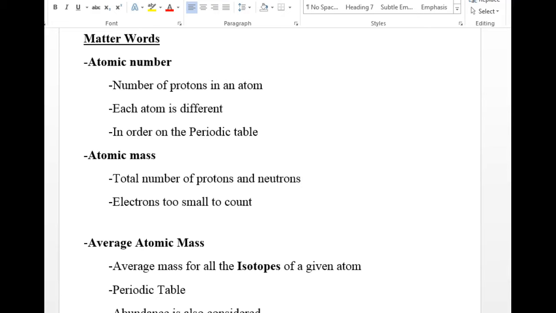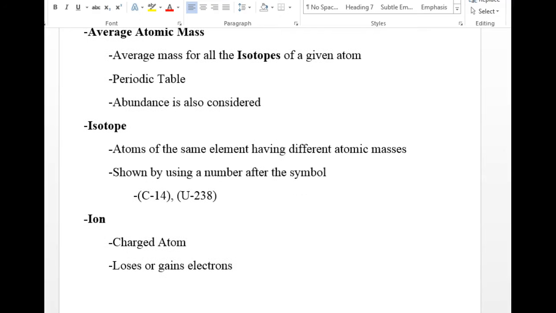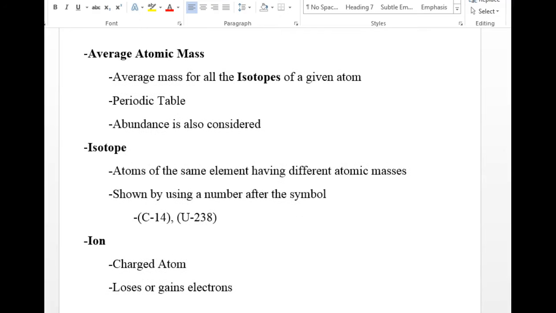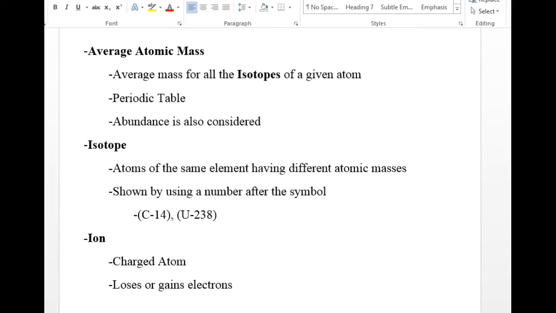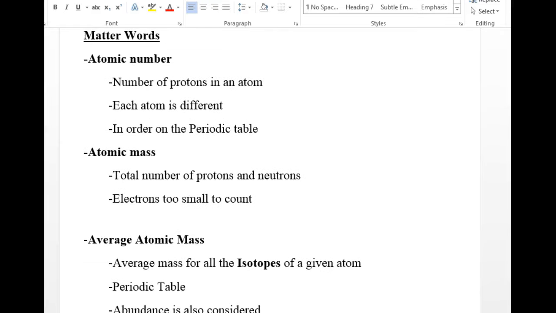These four words are atomic number, atomic mass, average atomic mass, and then isotope and ion. Actually five, I'm sorry, I said four, it's five. Sometimes these are confused, isotope and ion. Sometimes atomic number and atomic mass are confused. First one though, atomic number.